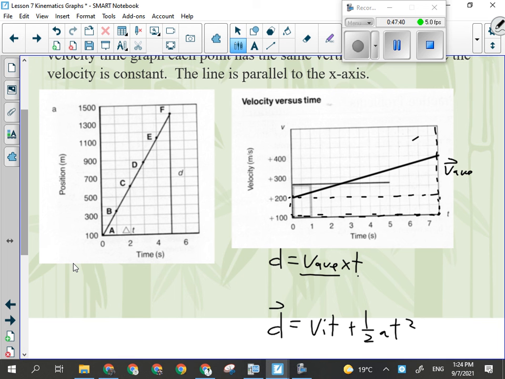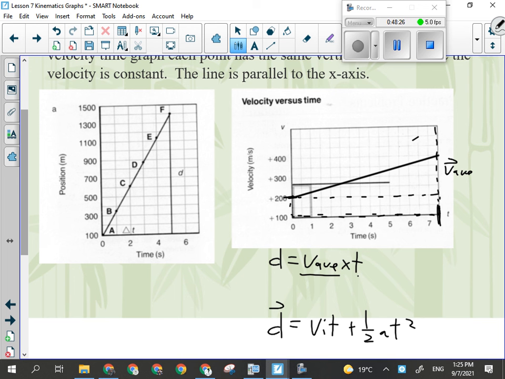Essentially, this rectangle represents how far we would go if we continue to travel at the initial velocity of 200 meters per second. If we add that to how far we travel as a result of going faster and faster, we'll get the total displacement. That's where this formula comes in. This formula calculates the area under the line on the velocity versus time graph. Initial velocity times time. This is my initial velocity. This is my time. That's base times height. It calculates that rectangle. This 1/2 AT squared calculates the area of the triangle.